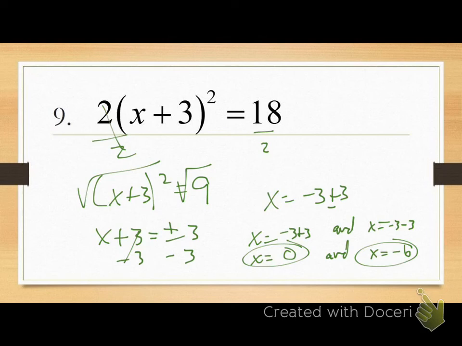So if you're already in a position where you can use the square root method, just use that instead of trying to go through some other method. Okay? All right, that's it.